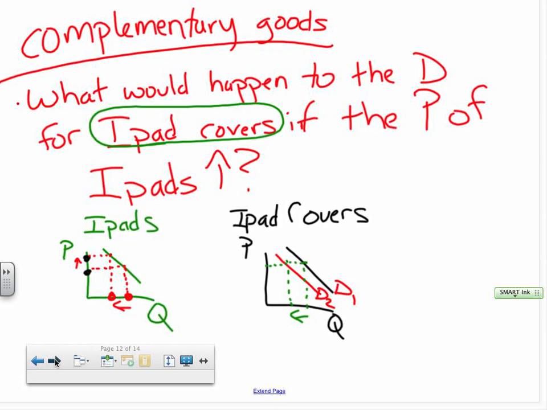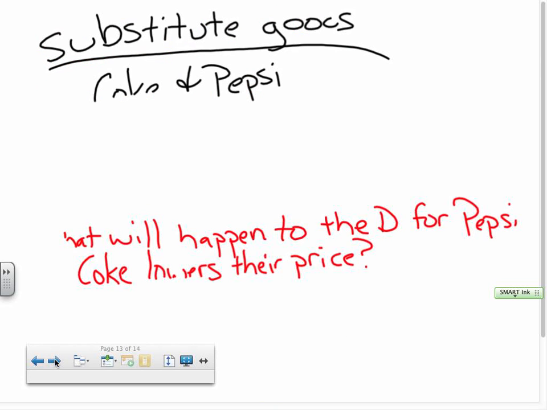All right, next one. Substitute goods. The best example of substitute goods are Coke and Pepsi. So most people, I realize not everyone, but most people, they can buy Coke or they can buy Pepsi. It doesn't really matter, one or the other. Not everyone's like that, but most people in general.